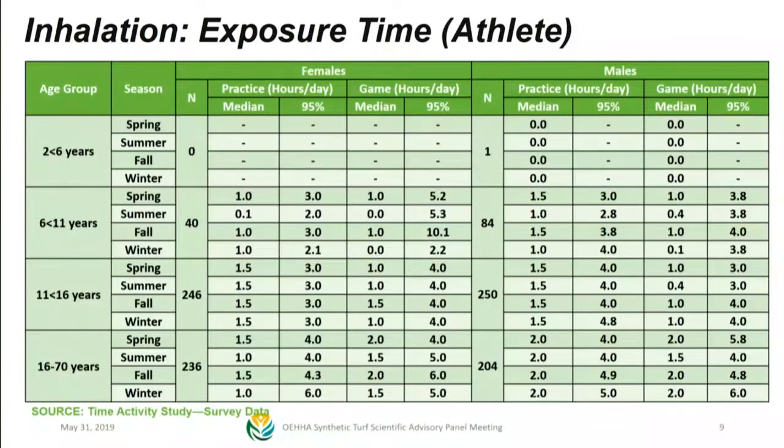Shown here are the values for athletes that we received in the survey data. Differences are found between gender and age, and the data are separated based on the season and for practices versus games. Presented here are the median and 95th percentiles only, but the full range of the data distribution can be found in the meeting materials.